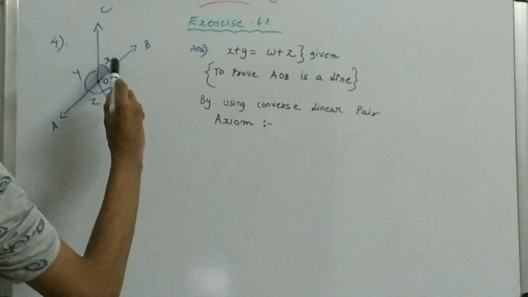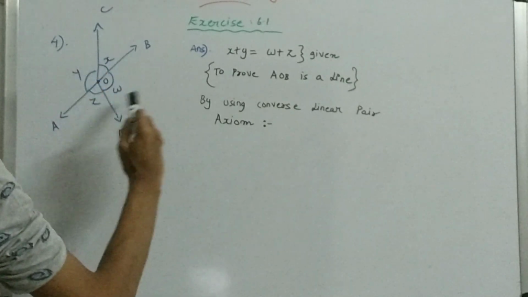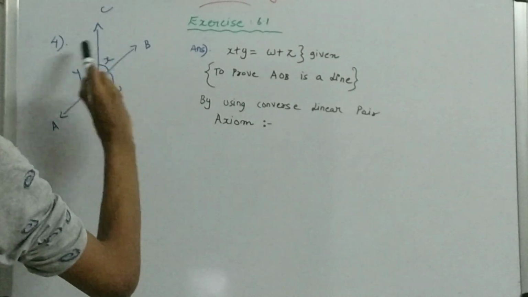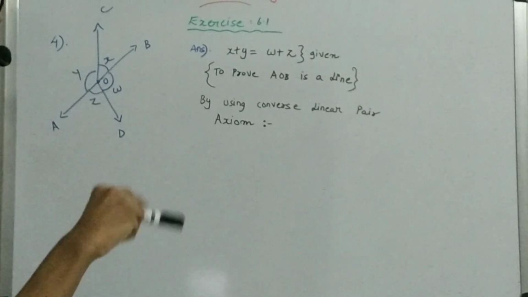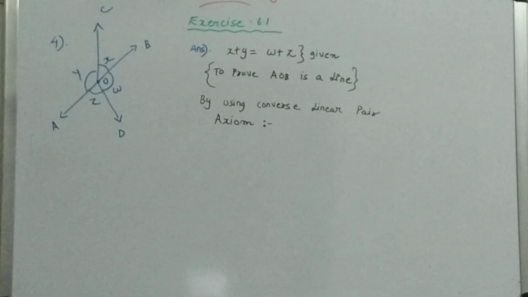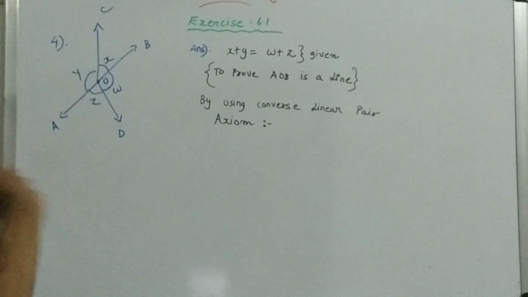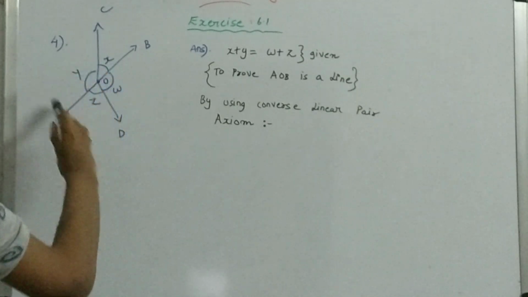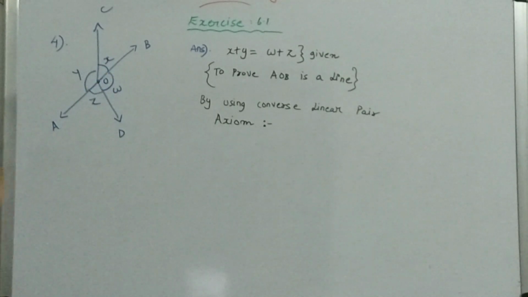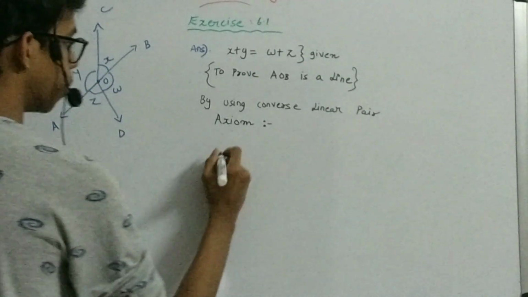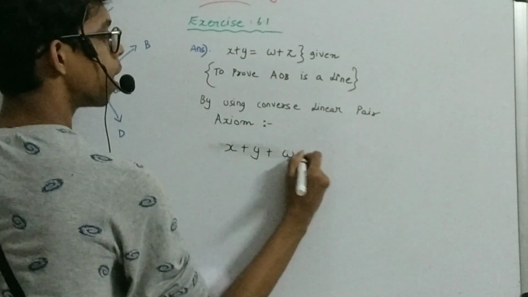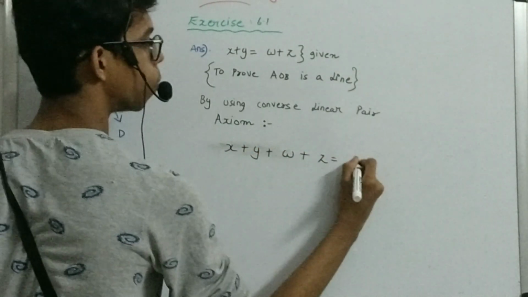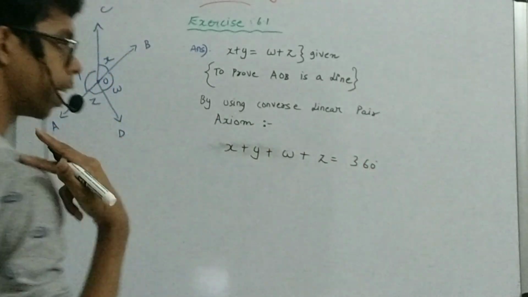Now, if you see over here, this full angle, when we are adding x plus y plus z plus w, together makes 360 degrees. In our introduction we have learned about reflex angle. So one complete rotation around the angle is equal to 360 degrees. So x plus y plus w plus z is equal to 360 degrees.